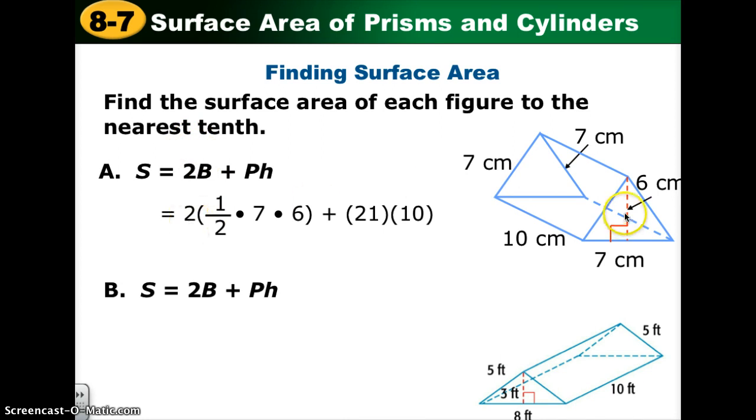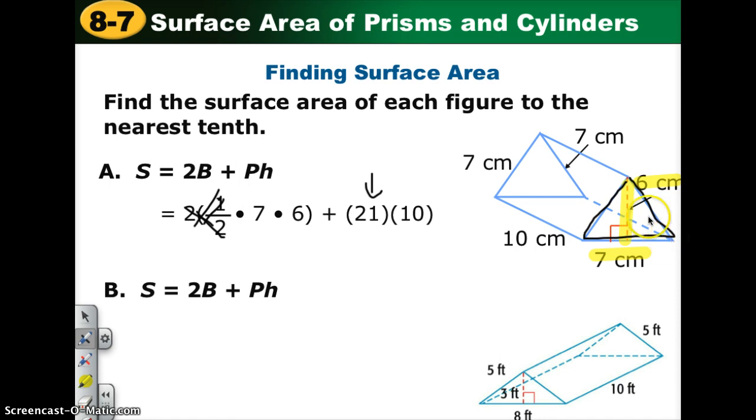so we're going to have the 2 out front. The area of the base would be 7 times 6, because that's the height of the triangle, times a half. And what you'll notice is the half and the 2 are really going to cancel out. And then the 21 comes from the perimeter of the base. So the same thing you found the area of is what you find the perimeter of.